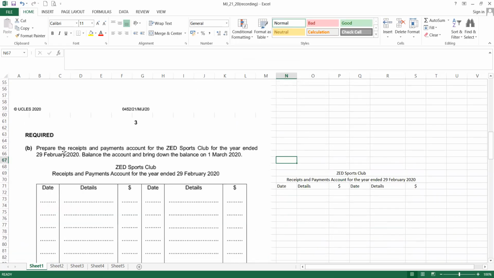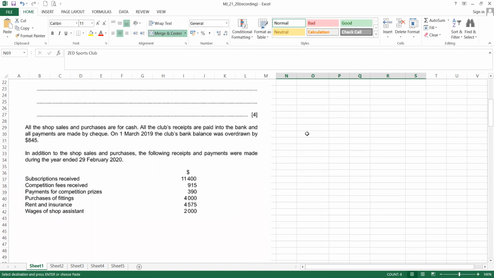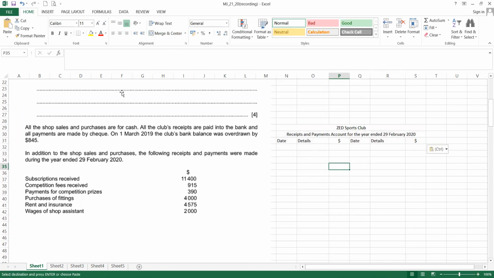Okay, prepare the receipt and payment account for Z Sport Club for the year ended 29 February 2020. Balance the account and bring down the balance on 1st March. I just copied this one to here so that it is easier to do the account. The first sentence says that on 1st March the bank was overdrawn, so this is the one we need to fill in first. Overdrawn means it's a liability, so a liability is on the credit side.